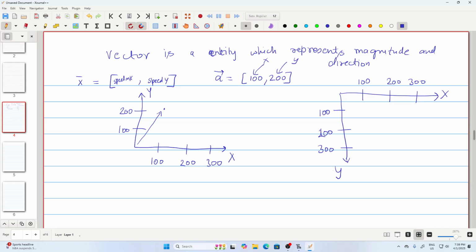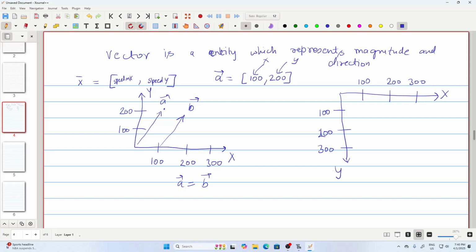Another thing to note is that a vector does not have to start from 0. Let's say another vector starts here and both of them are equal length, right? And they both are going in the same direction. So if this is vector a and this is vector b, because their size or length is the same and their direction is the same, a is equal to b. Okay, so both our vectors are the same.